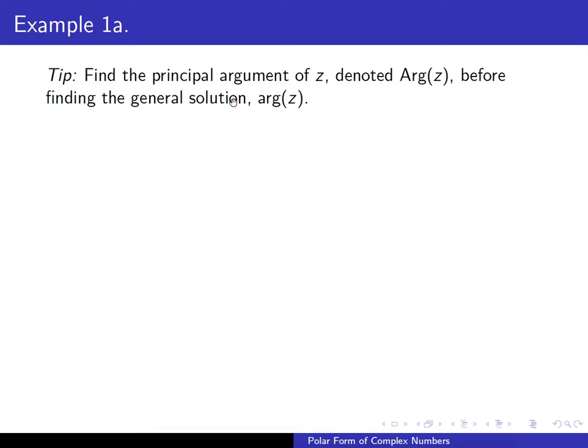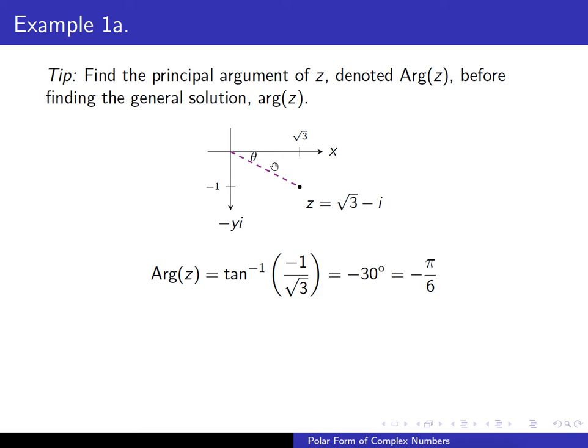So a tip that I'll go is I'll find the principal argument here, capital Arg, first, and then use that to find the general solution, lowercase arg. So you don't have to do that, but that's just the order I go in. So again, we're looking at this angle right here. If we draw this in standard position, we got a negative angle, so it should be somewhere between 0 and negative 90, or negative pi over 2 and 0. So to get that, we use inverse tangent. It's a 30-degree angle, so negative 30, which gives us negative pi over 6 for the angle of rotation.